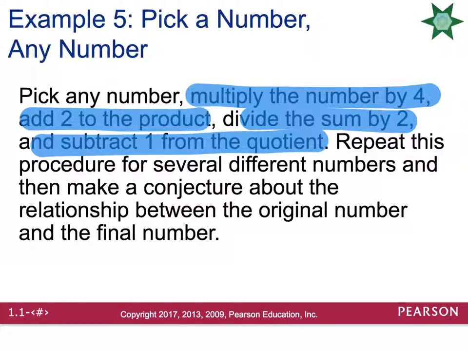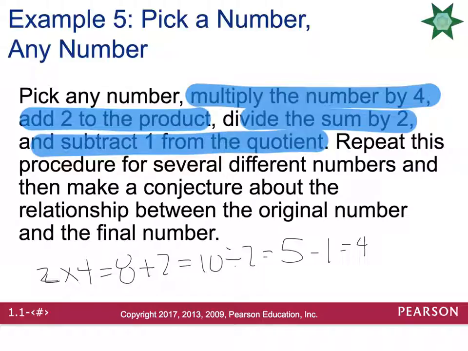Okay, so let's say the number 2 we'll start with. If we start with the number 2 and we multiply it by 4, so there's our first step. Okay, and then we're going to add 2 to that product. So now we're going to add plus 2, and we get 10. Okay, and then we're going to divide that sum by 2. So divided by 2, and we get 5. Okay. And then we subtract 1. We get 4.